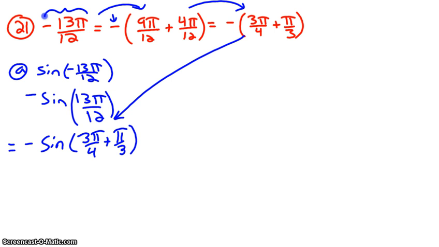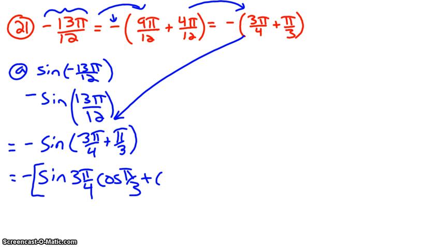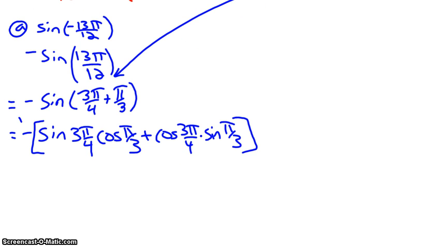Now, this will give us some insight to solutions where we're going to use our identity or our formula. Our formula is a sum formula. So in our sum formula, we will have negative sine of 3 pi over 4 times cosine of the second, which is pi over 3, adding to that the cosine of our 3 pi over 4, which is the first, times our sine of pi over 3. Now remember that we have the negative here out front.